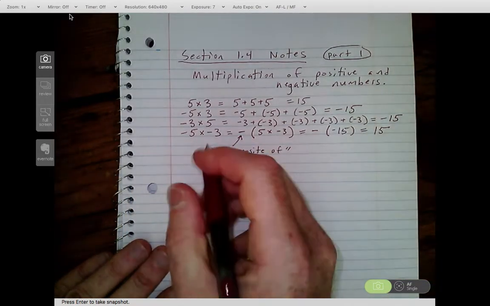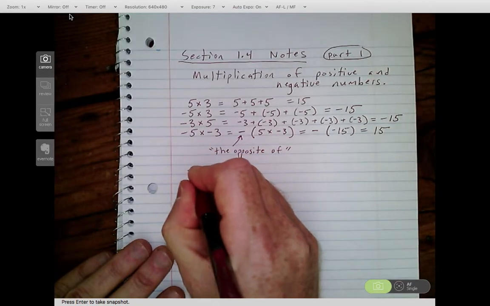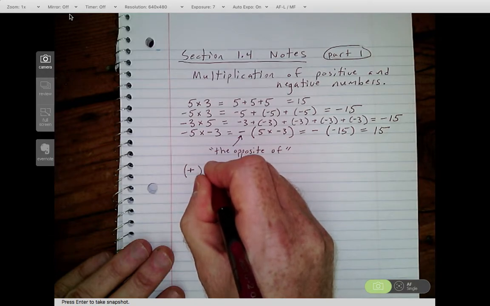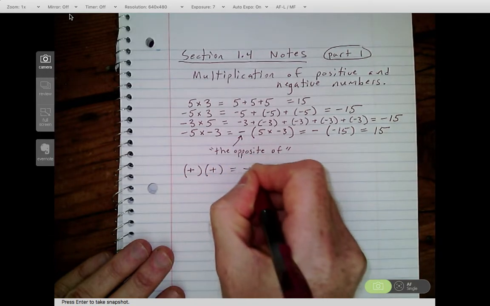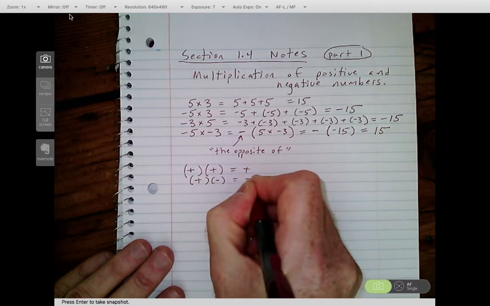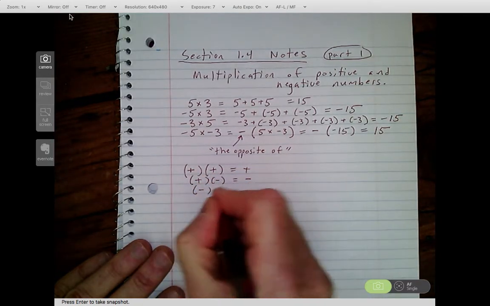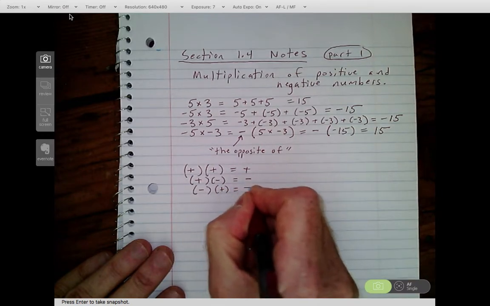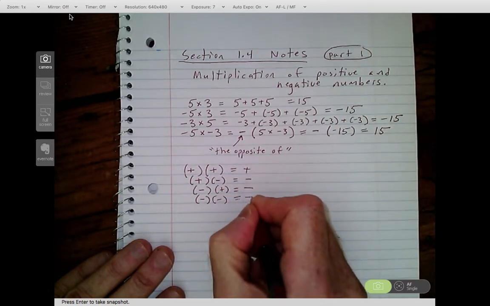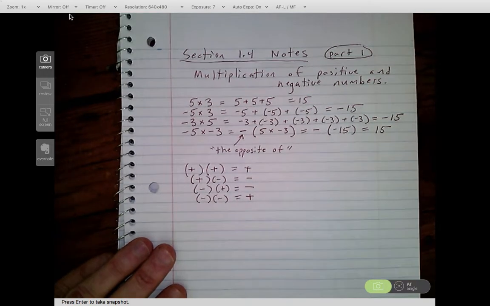So let me write that out here. So positive, I'm going to use parentheses to represent multiplication, times a positive is a positive. Positive times a negative is a negative. A negative times a positive is another negative. And a negative times a negative is a positive. So those are the rules.